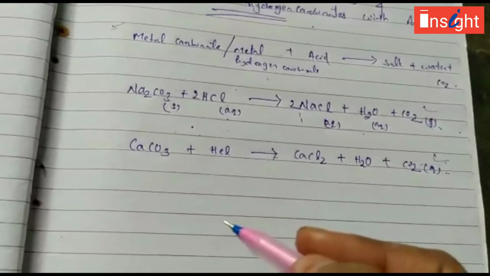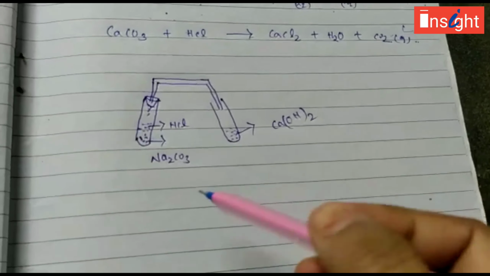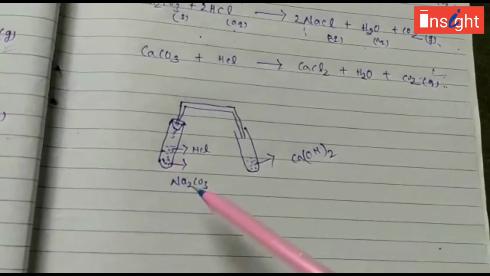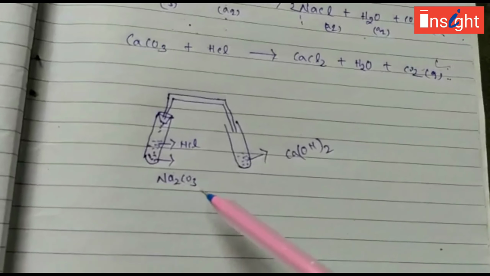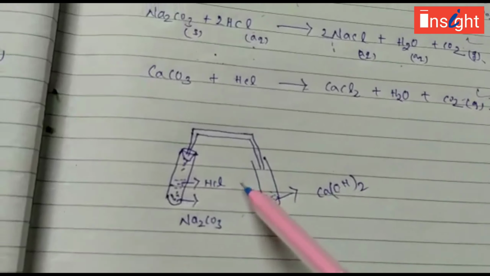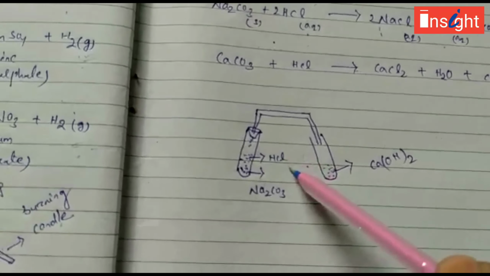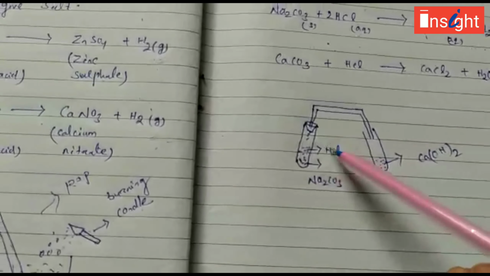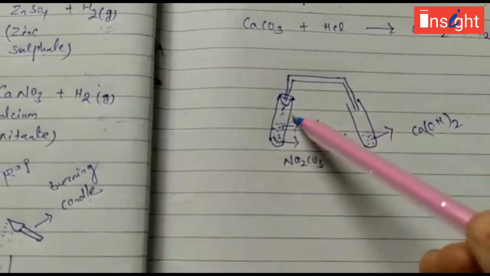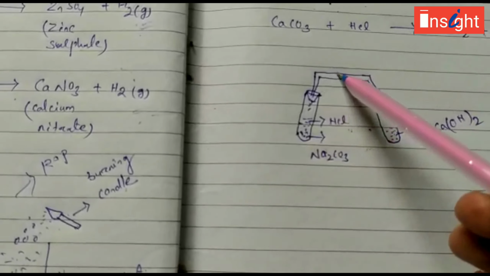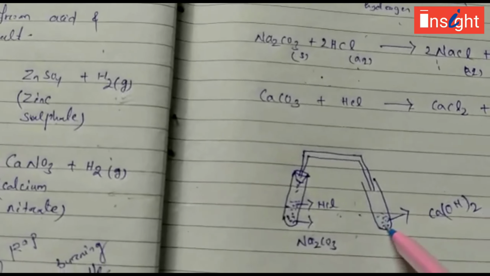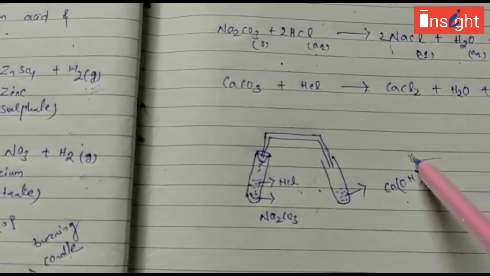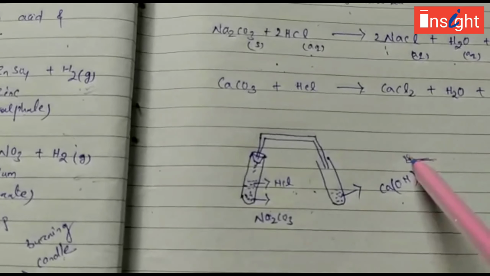For this also we will take a setup. We will take a test tube, and in that test tube we will take a small amount of sodium carbonate, along with HCl, that is hydrochloric acid. When sodium carbonate and hydrochloric acid come in contact, a gas is produced, and that gas we allow to pass into another test tube which contains Ca(OH)2, that means calcium hydroxide. This is our calcium hydroxide.